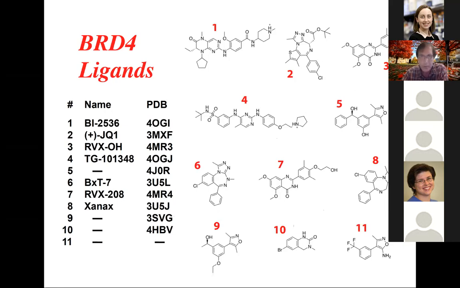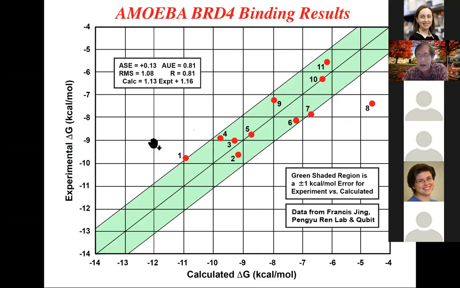And so we recently, Francis Jing in Pingyu Ren's lab, and he's now doing kind of an internship with Qubit, ran all of these, and here's what he gets for the absolute binding energies. And so again, we have an unsigned error that's 0.8 kcals. The signed error is close to 0. Here's the regression line. Again, the slope's close to 1. There's a little bit of an offset in this case. That's largely due to ligand 8.